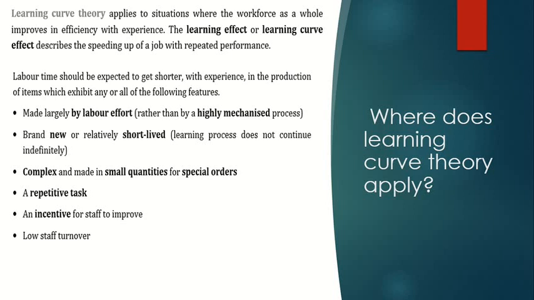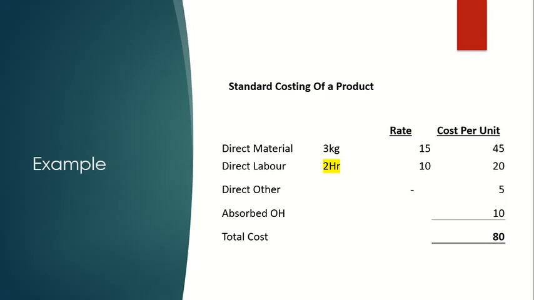That is the learning effect. Right. So this example I explained, where it is applied. So here this is the main area. In the standard costing of the product, here you can see the learning curve theory. They can link it to this particular labor cost. Plus, they can link it to this particular direct other area as well if it is linked with the direct labor hours.